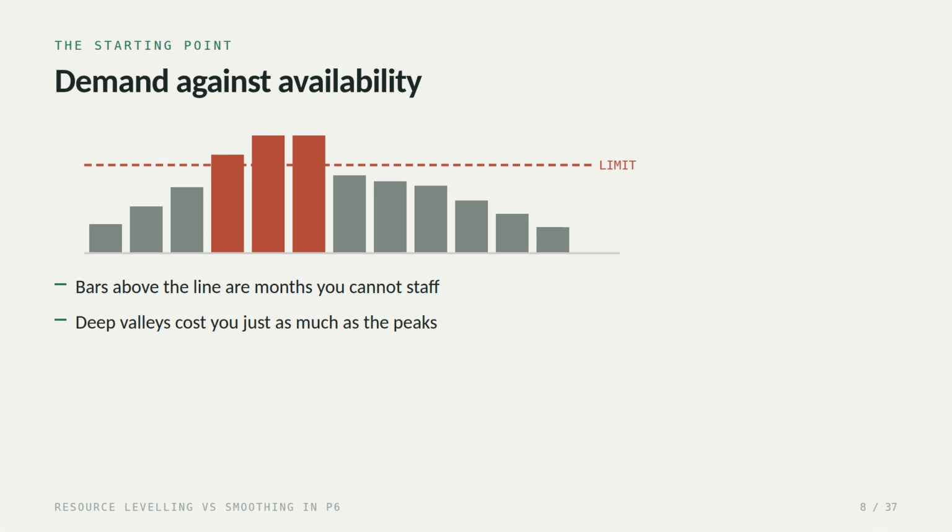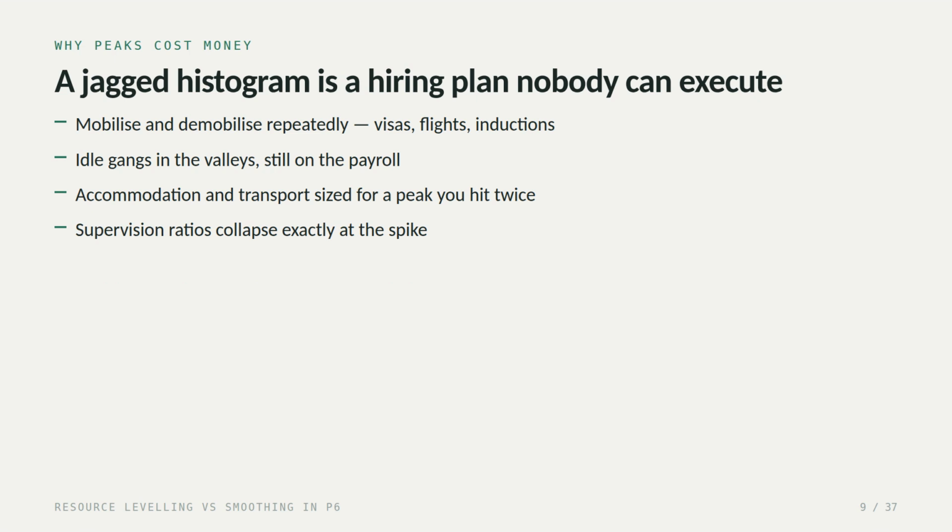Here's what you're looking at. The bars are demand, how many people the schedule asks for in each period. The dashed line is availability, taken from max units per time. Anything above that line is a month you can't staff. But look at the valleys too. A curve that swings from 30 up to 160 and back down is not a plan. It's a wish.